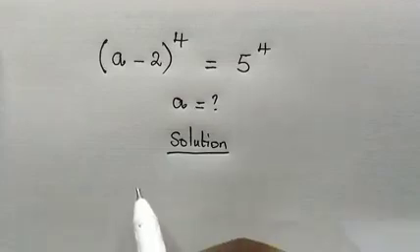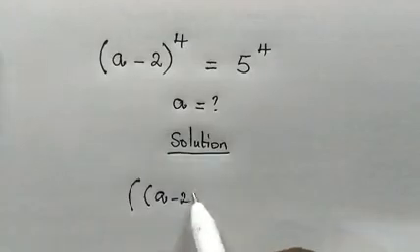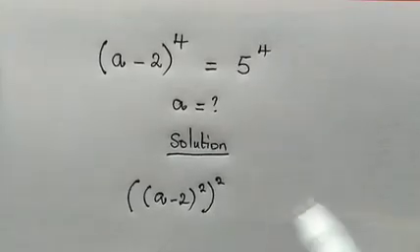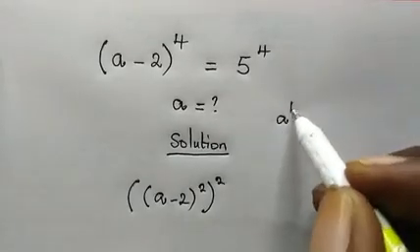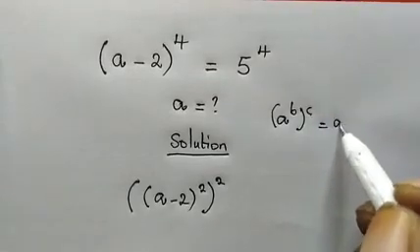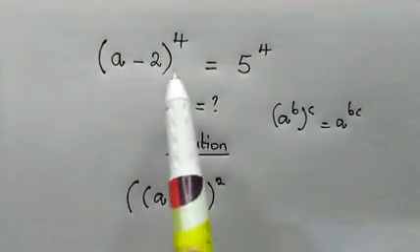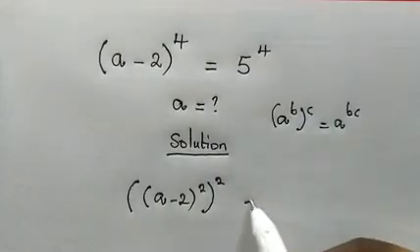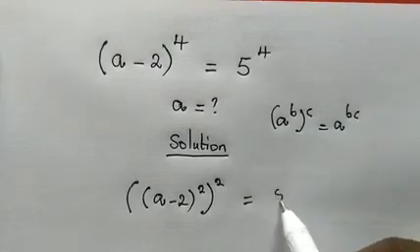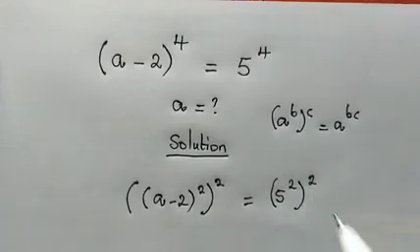From the left hand side, we can rewrite that as (a minus 2) squared, then raised to the power of 2. We know this property that (a raised to the power of b) raised to the power of c is equal to a to the power of b multiplied by c. So 2 times 2 here will give us this 4. And for the right hand side, we have to do the following, right? So that would be 5 raised to the power of 2, then squared.